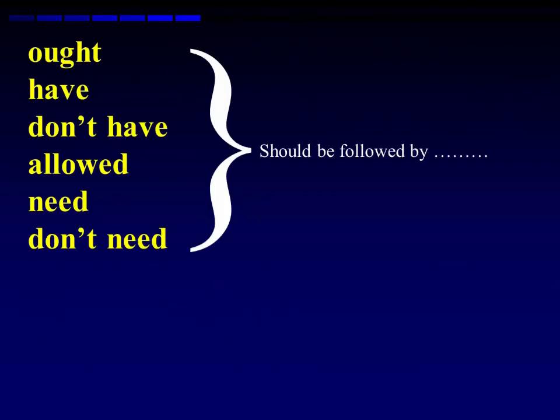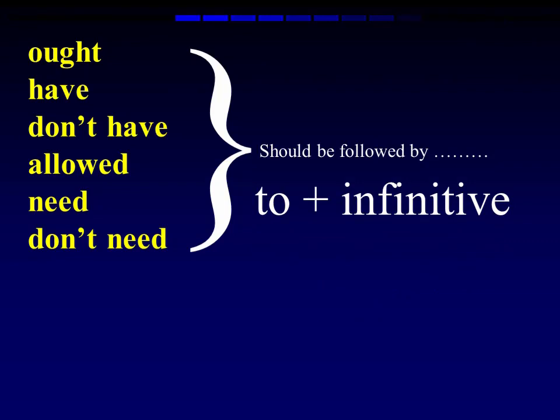Look at these modal verbs. Ought, have, don't have, allowed, need, don't need. All these words should be followed by what? Try to guess. All these words should be followed by to plus infinitive. That's right, good.